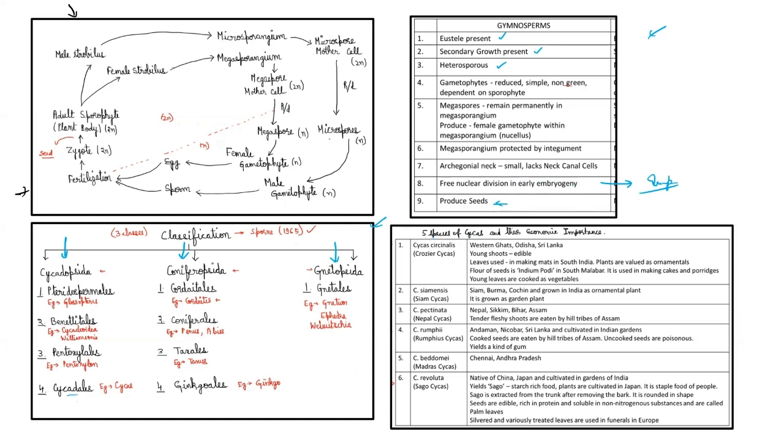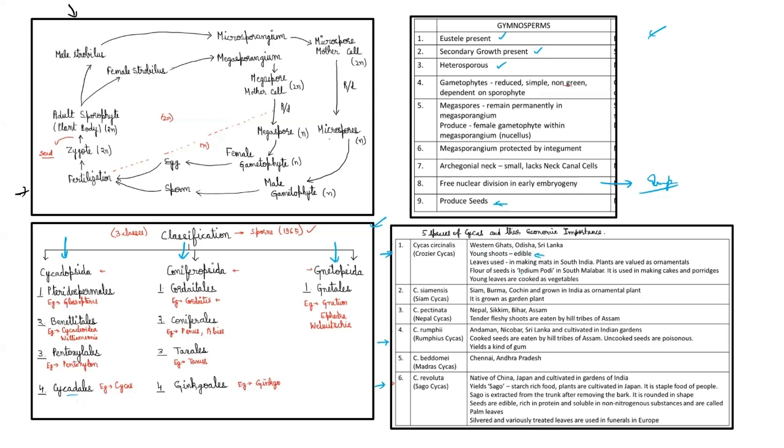Then there are five species of Cycas which are important. But in these five species, three I'm going to discuss that are important from the exam point of view. The first one to discuss is Cycas circinalis. It is found in Western Ghats and Sri Lanka. The young shoots are edible. This Cycas circinalis is commonly called Crozier cycas, the leaves of which are used in making mats in southern India. And this plant is also used as an ornament.